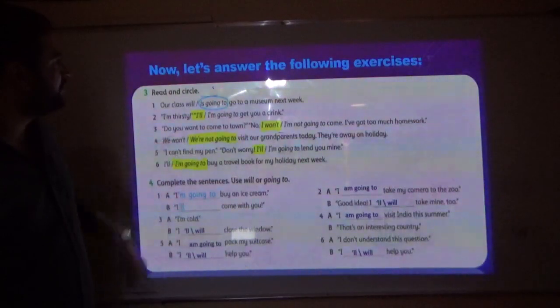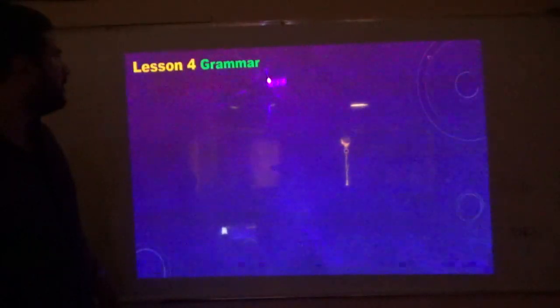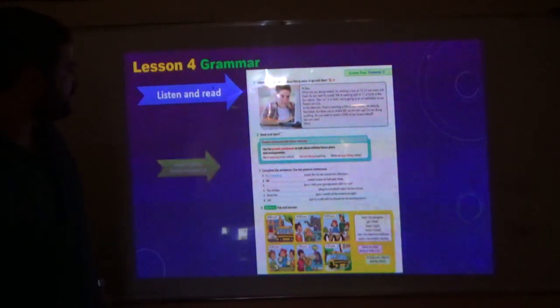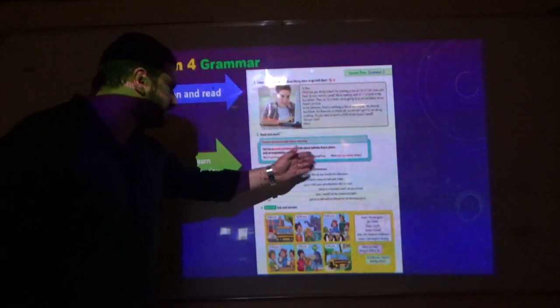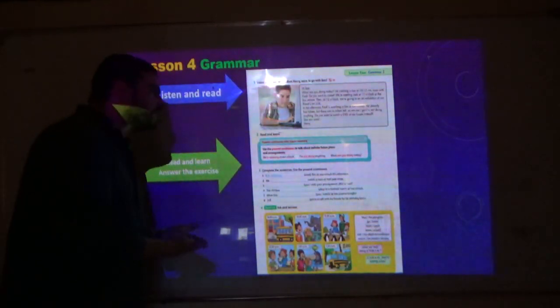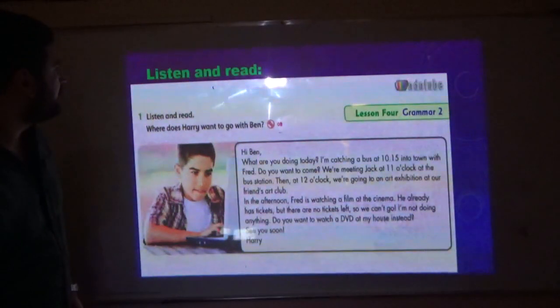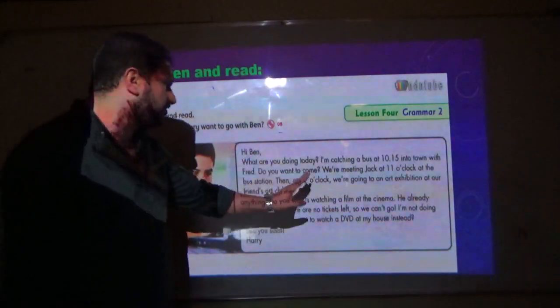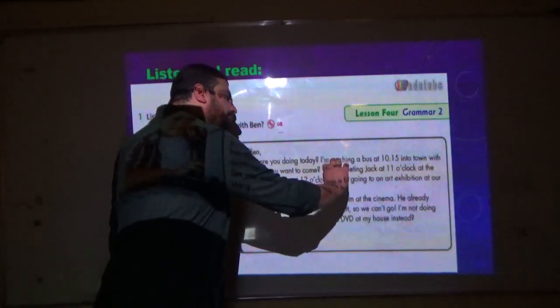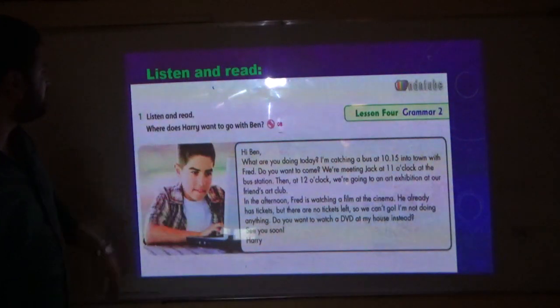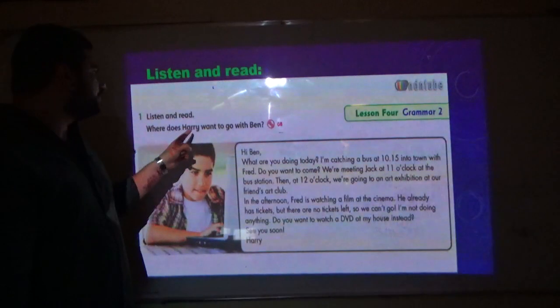Let's move on to the next part. Lesson 4. On this page we have read and listen. After that we read and learn the second part of the structure, which is the present continuous to express the future time. And after that we'll answer some exercises on this structure. Now listen and read this part. And please keep your eyes on the present continuous form, which is am, is, are, and the verb plus ing, because we'll need it later to explain. We'll answer the question, where does Harry want to go with Ben?